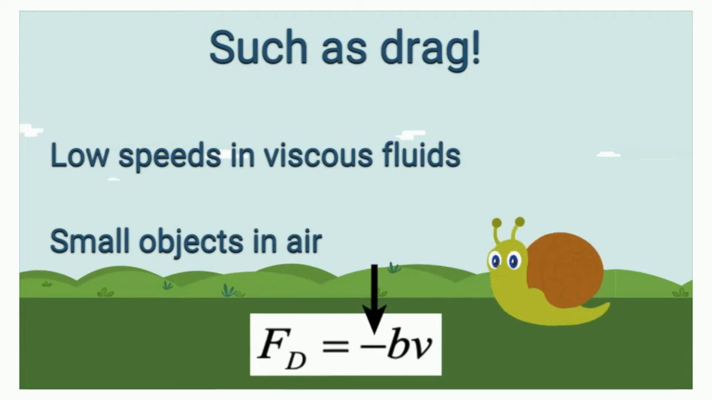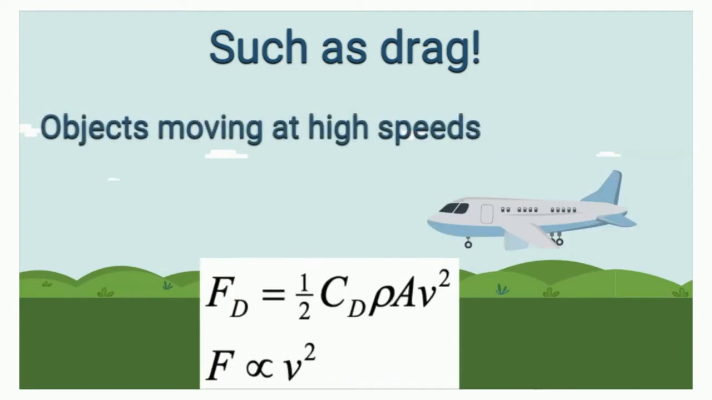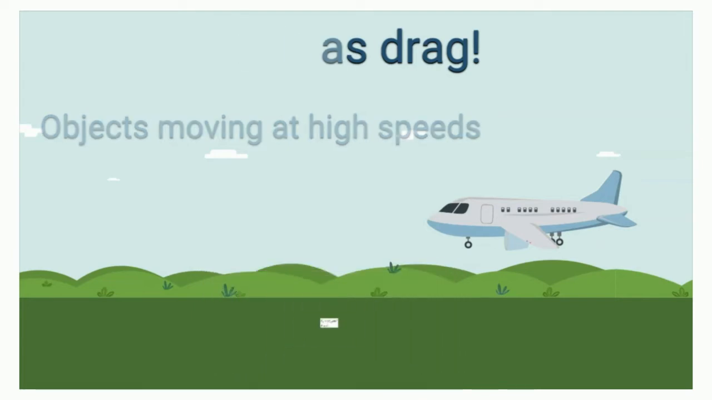For objects moving at high speeds, such as aeroplanes, cars or cricket balls, this is the equation used to calculate the drag force. So you can see some different variables here, such as CD, which is a constant, rho, which is the density, and A, which is the area. But the main takeaway here is that the force is proportional to velocity squared.